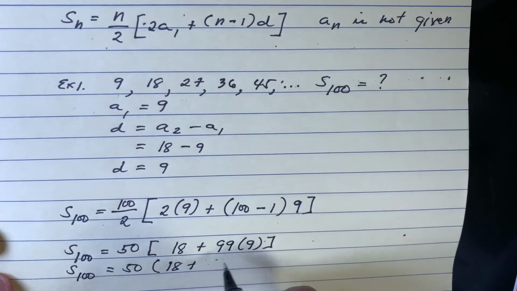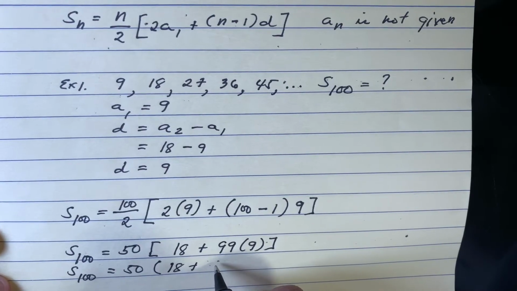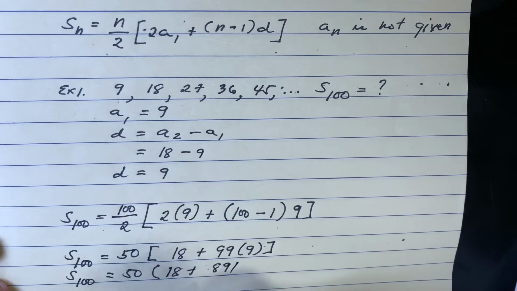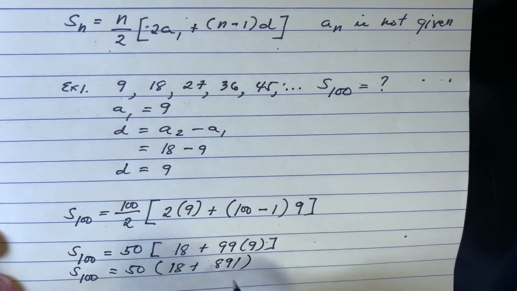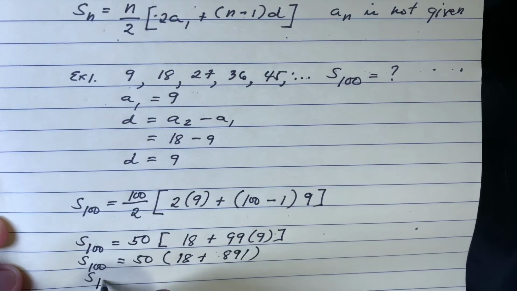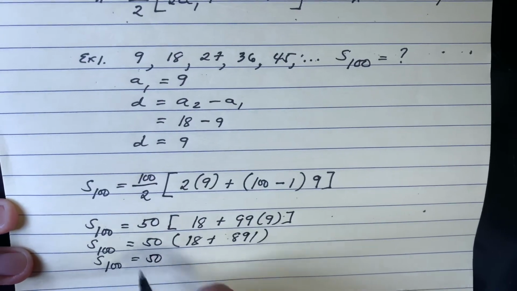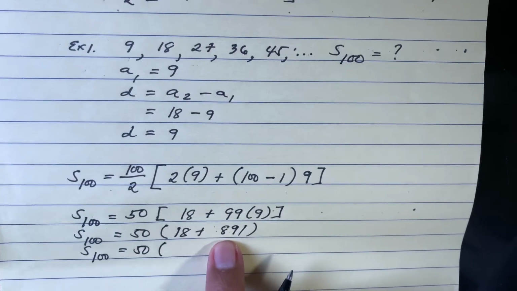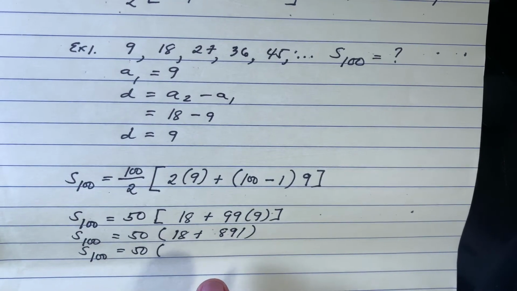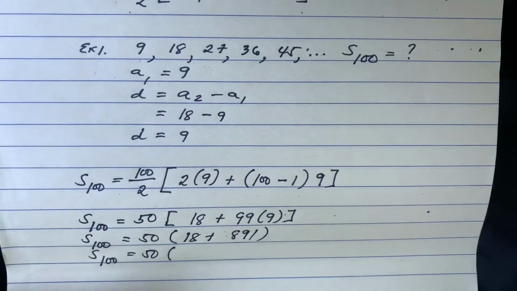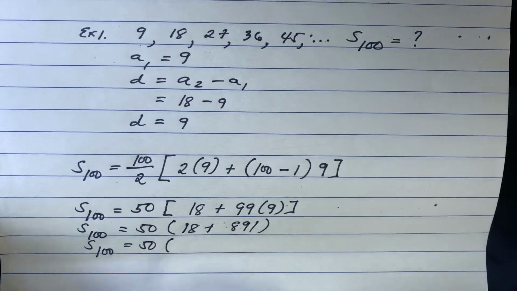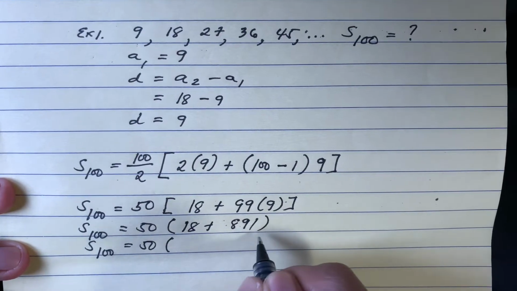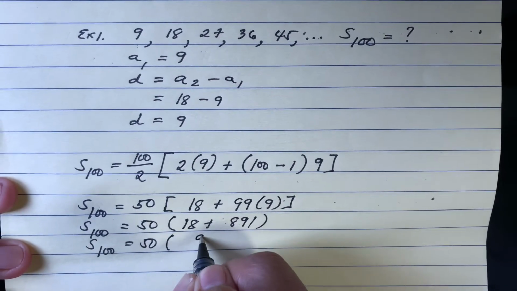99 times 9 is equal to, what do you think? It's 891. Okay? Now, let us simplify further. So, we have 50 times 891 plus 18 is equal to, what is the sum of 18 and 891? We have 909.